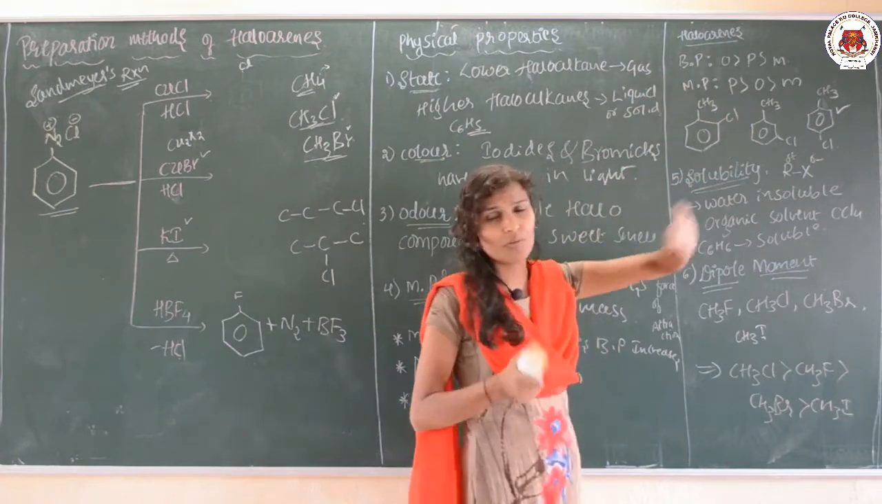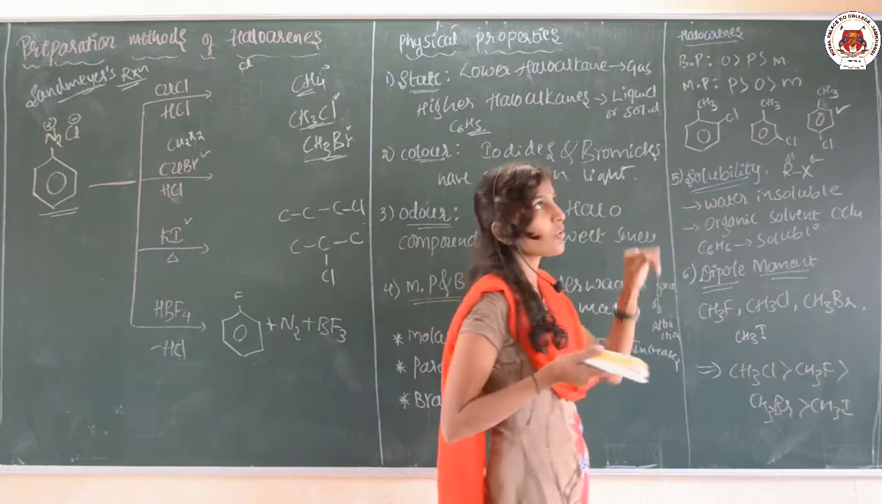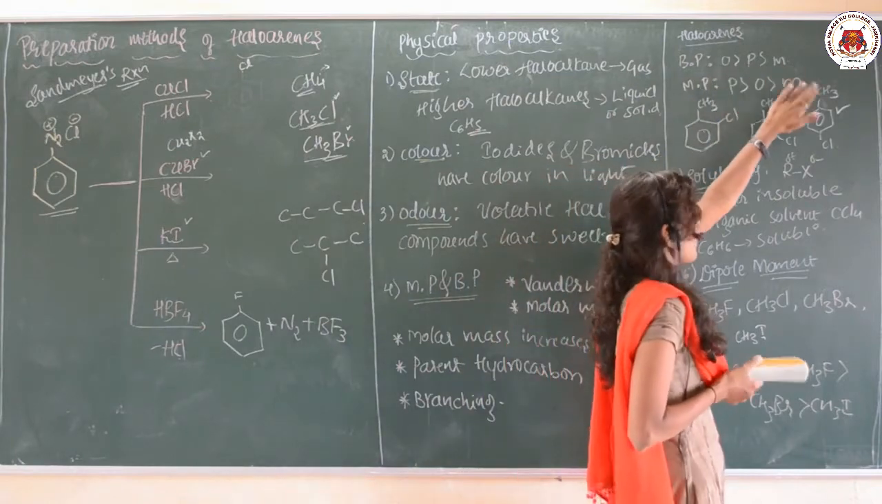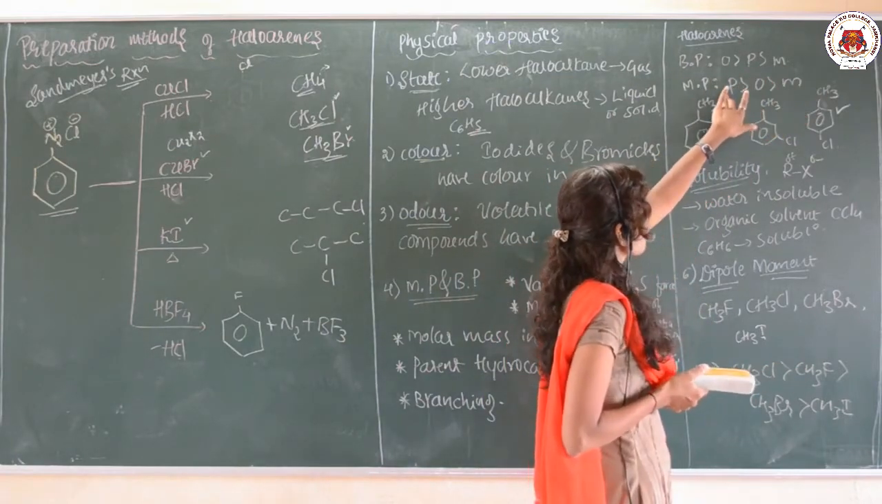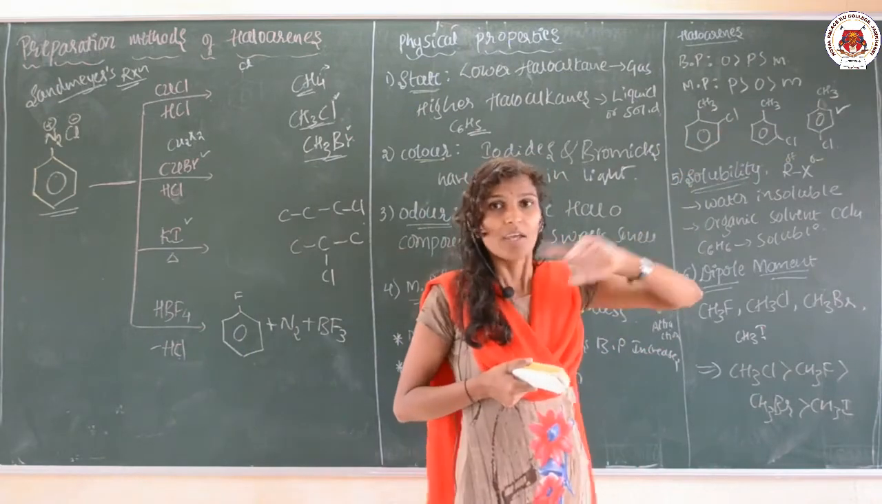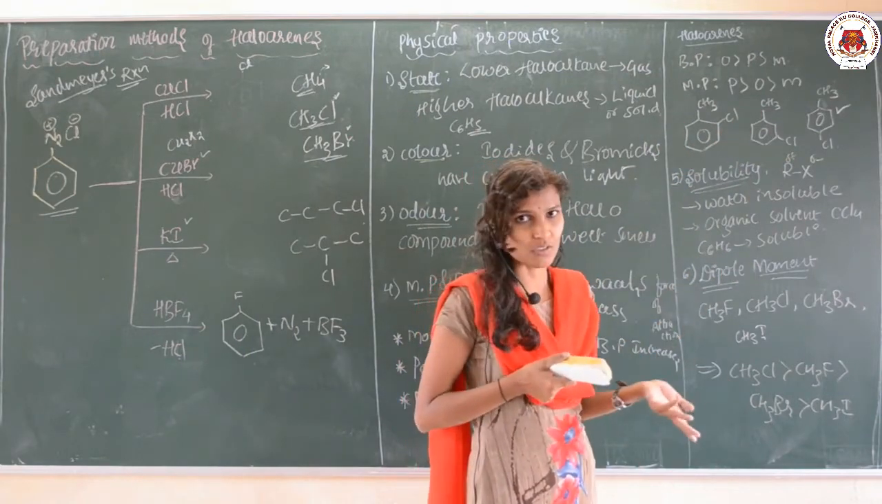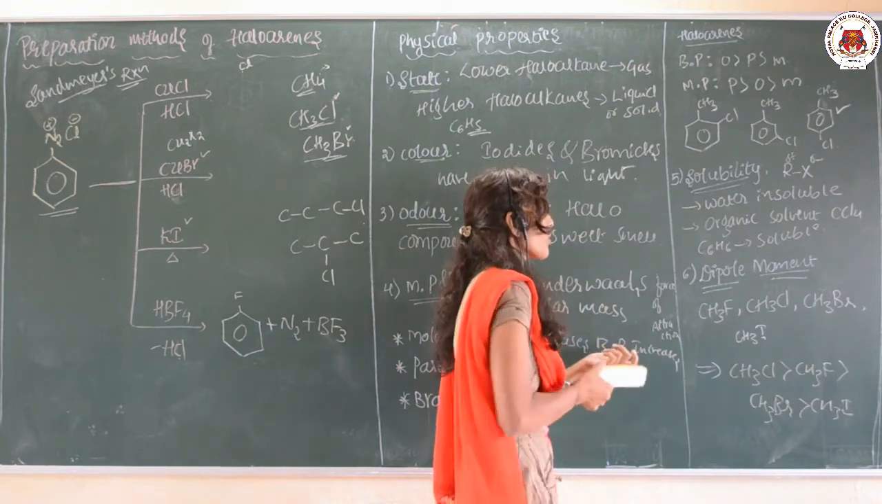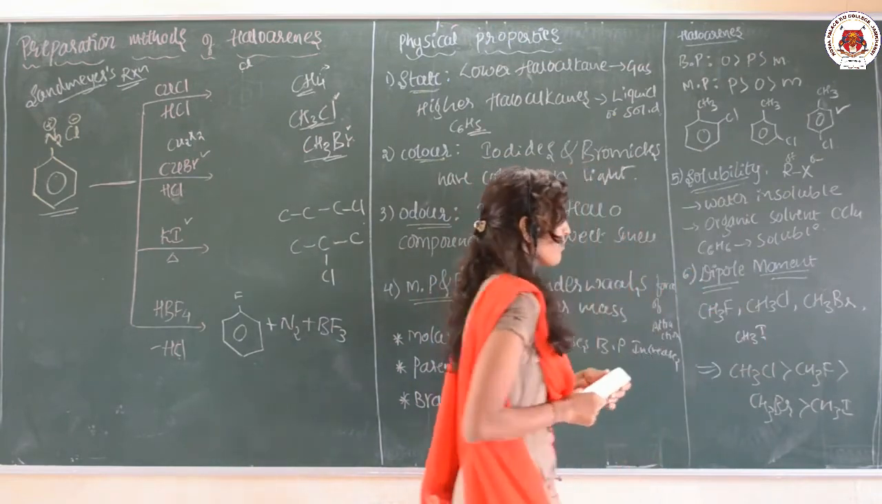So these are the two orders. Usually the boiling point will be nearer. Even though you want to give the order, you can take ortho, para and meta. If I want to go for the melting point, that will be para, ortho and meta. In both the cases, meta will be the last. Clear? So next we will talk about the solubility.